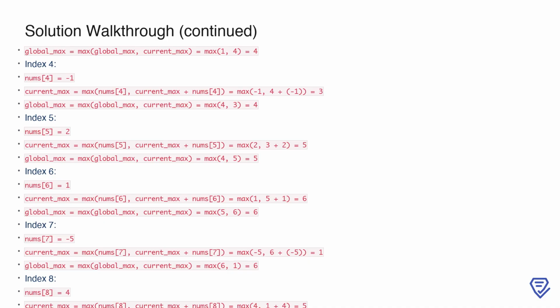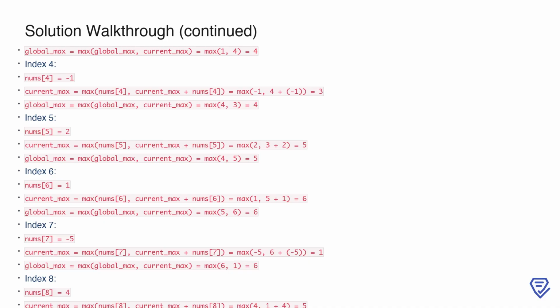At index 6, the value is 1. Adding this to the current_max of 5 gives us 6, which is greater than 1. Therefore, current_max is updated to 6, and global_max is also updated to 6. At index 7, the value is -5.